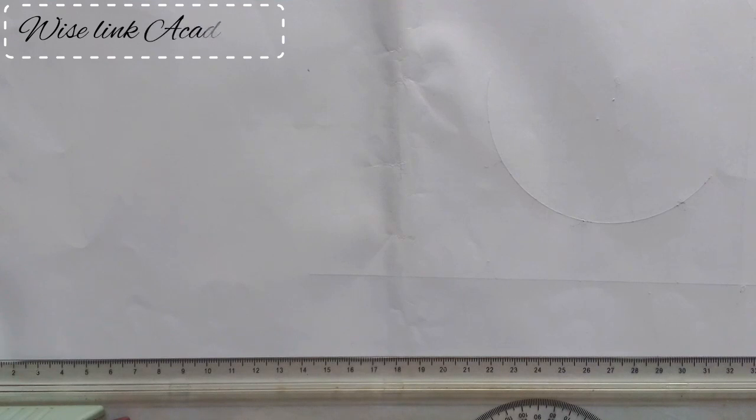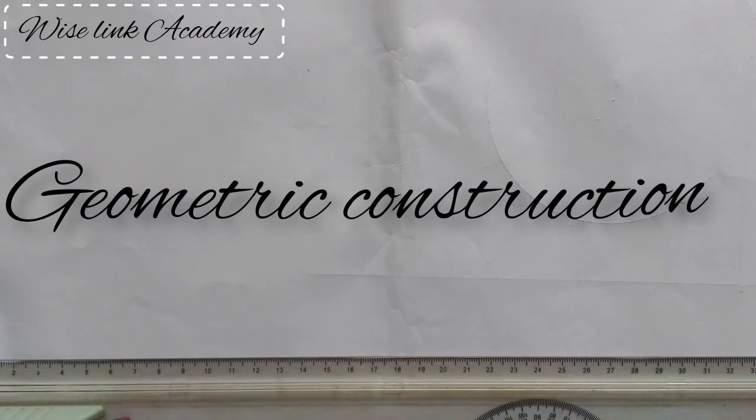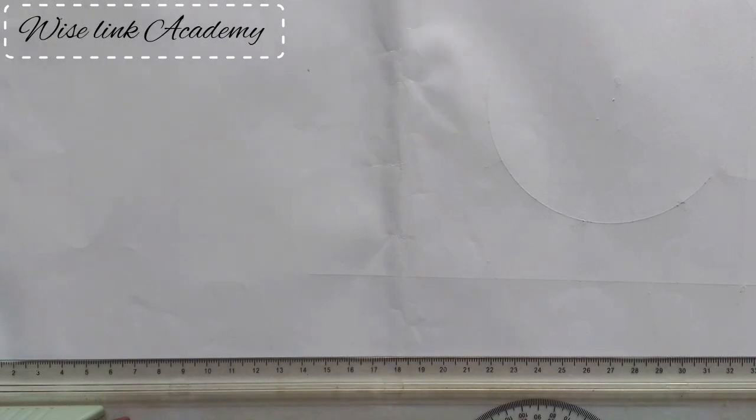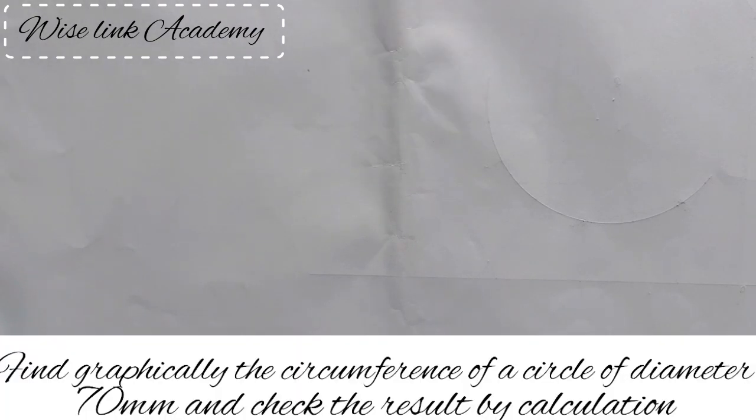Today we'll be looking into geometric construction. As you can see the question in front of you: find graphically the circumference of a circle of diameter 70 millimeter and check the result by calculation.